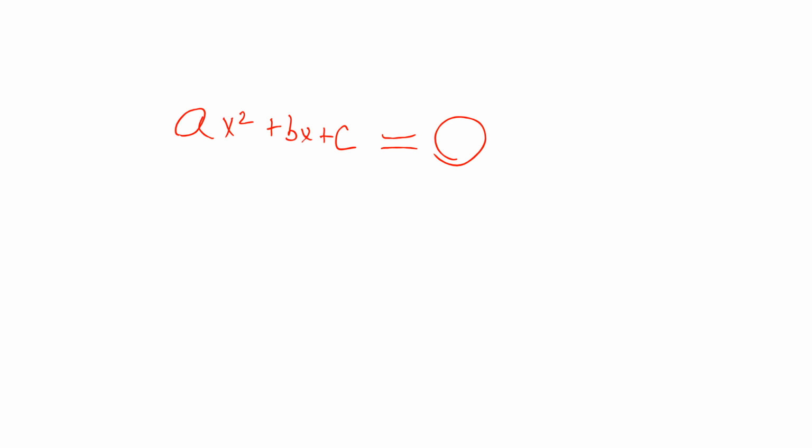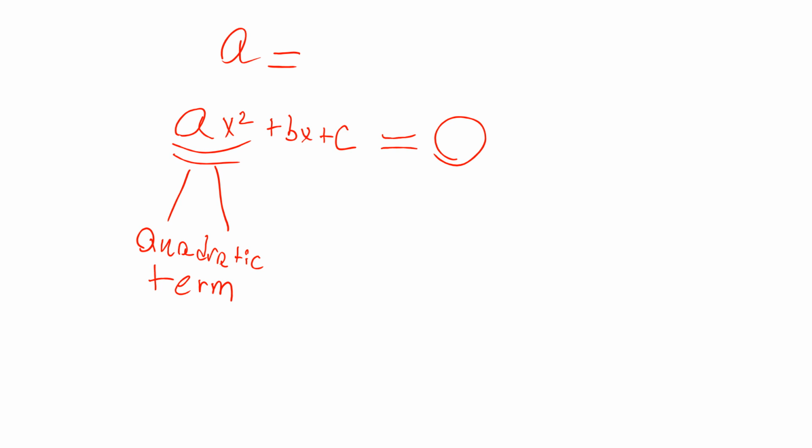Now, in this form of quadratic equations, there are three main components. Right here we have the quadratic term, which is going to be the first term in quadratics. A can have a coefficient of 1, or it can be greater than 1. A is not going to be 0. So A can be 1 or greater than 1.